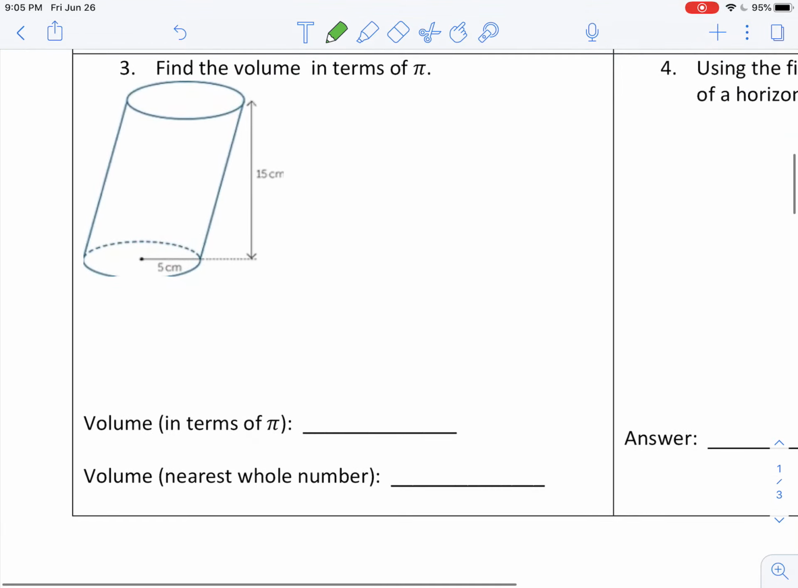So the number 3. It's also a cylinder. It's a little crooked, but it's still a cylinder. So I'm still going to use pi times r squared times the height. R is the radius, which is the distance from the center of the circle to the edge of the circle. They gave it to us this time. We'll square that number times the height.